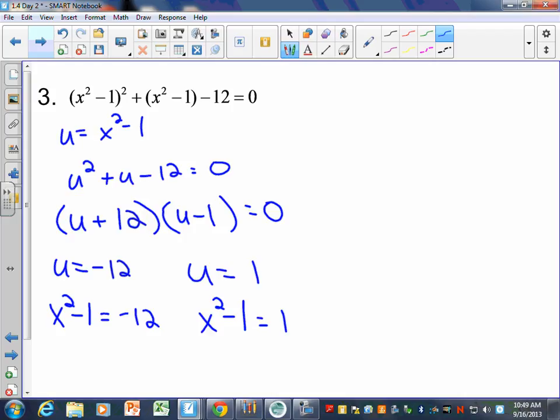Part, I factored and got u plus 12 and u minus 1 again. So u equals negative 12 or u equals 1. Then you have to plug back in the x squared minus 1.